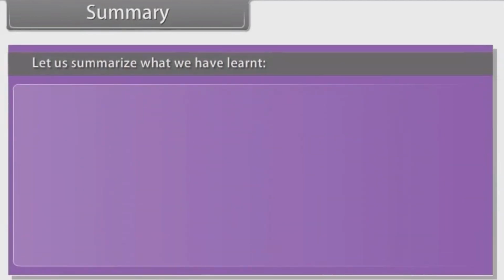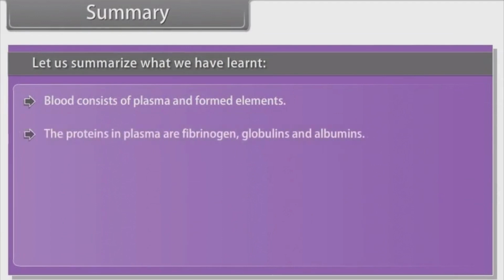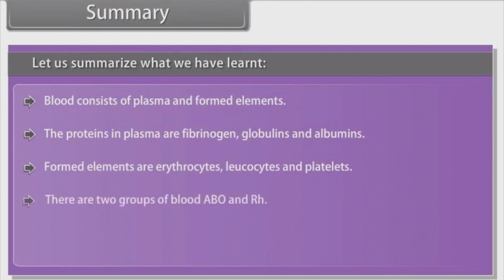Summary. Let us summarize what we have learned. Blood consists of plasma and formed elements. The proteins in plasma are fibrinogen, globulins and albumins. Formed elements are erythrocytes, leukocytes, and platelets. There are two groups of blood, ABO and Rh.